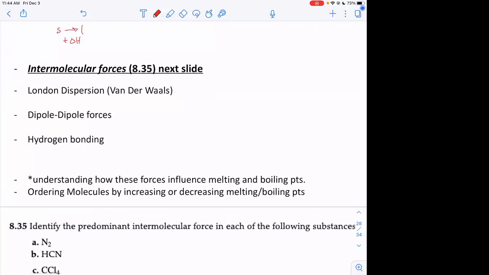But since we brought up intermolecular forces, we define these three: London dispersion or van der Waals forces. We said these are the weakest, and they occur in all molecules. But they're dominant, the strongest type of intermolecular force present, in nonpolar molecules, because nonpolar molecules won't have dipole-dipole and they can't hydrogen bond.